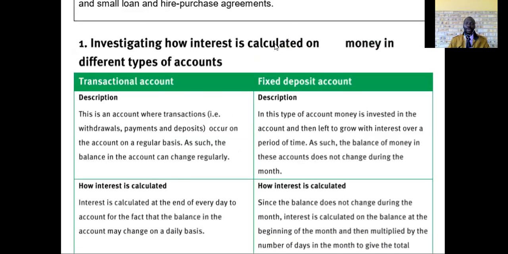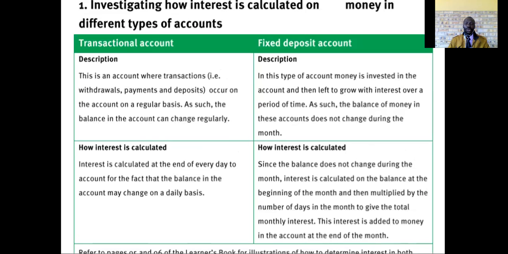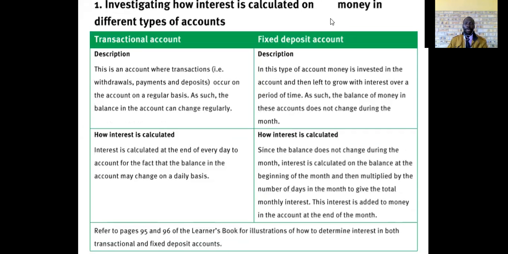The type of account you're operating will help you so much in the calculation here. We have what is called a transactional account and a fixed deposit account. A transactional account is like the account that you use basically every day. You want to withdraw some money, you get it from there. You want to deposit, you deposit. You want to buy something, you swipe your card. You want to make a payment, you do a money transfer. That is called a transactional account.